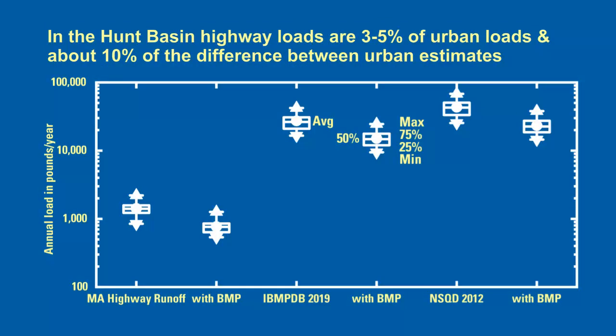In the Hunt River Basin, highway loads are 3 to 5% of urban loads and about 10% of the difference between urban estimates. This box plot shows the highway and urban loads with and without BMP treatment on a logarithmic scale. Although highway yields are higher than simulated urban yields, the highways cover about 0.23 square miles and the rest of the developed area covers about 9 square miles. The difference in areas explains the difference in annual loads.